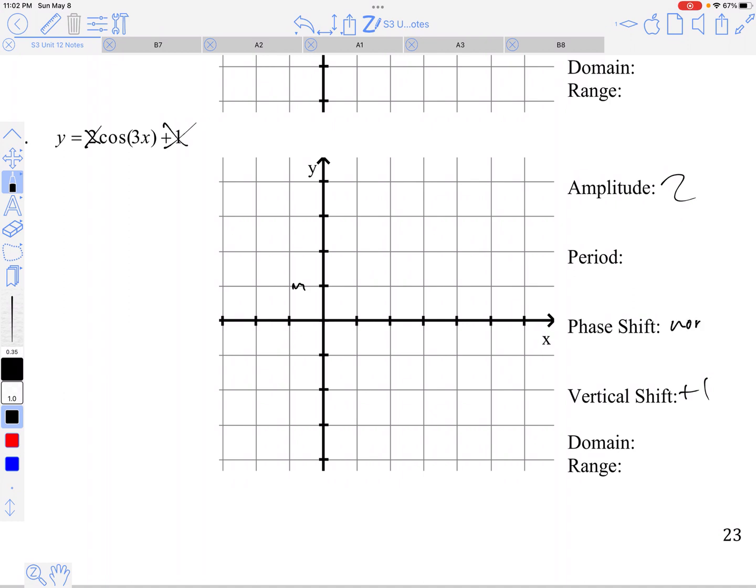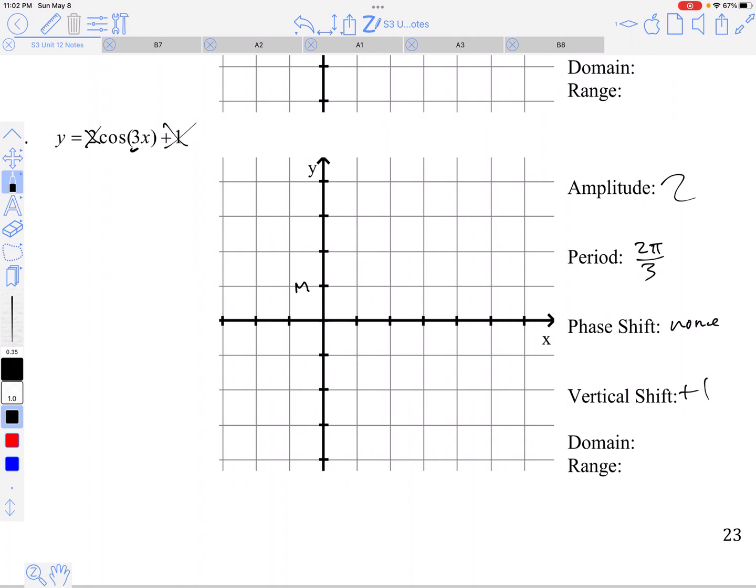There's no phase shift because there's no C, but our period is going to be affected. It'll be 2 pi over 3. So this is going to finish at 2 pi thirds instead of 2 pi. So 1/3 of the normal, okay? So it's speeding up, it's finishing in 1/3 of the time because we're multiplying by 3, we're speeding up the inputs. All right.